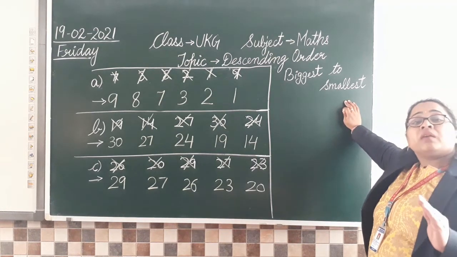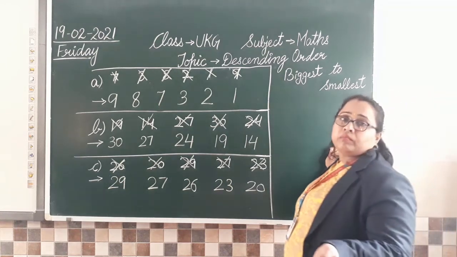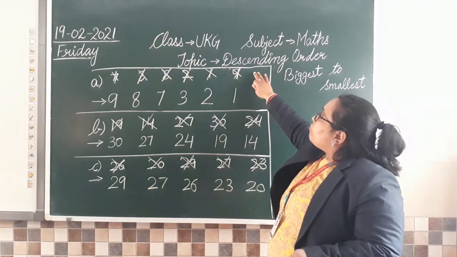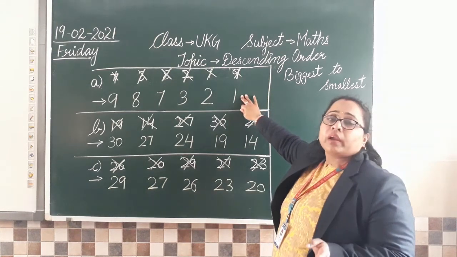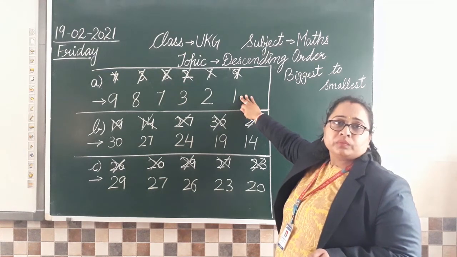Given numbers, जो भी numbers given है उन्हीं को arrange करना है. You cannot write any other number. मान लीजिए आपको यहाँ पे 1 नहीं दिया और आपने लिखा तो भी wrong है. आपको उन्हीं numbers को arrange करना है जो दिए हुए हैं आपको.